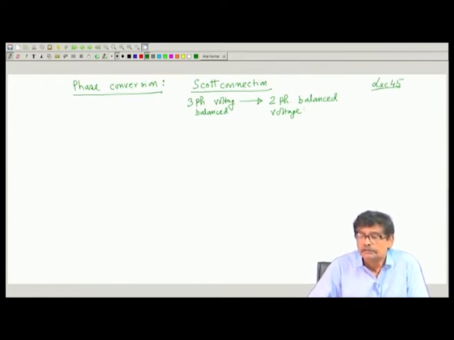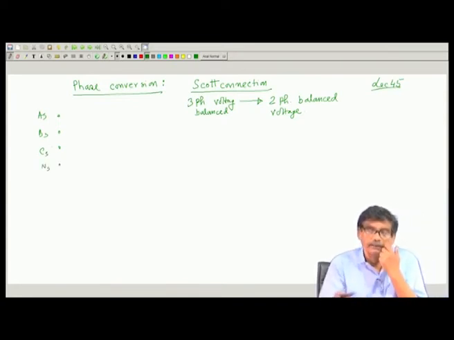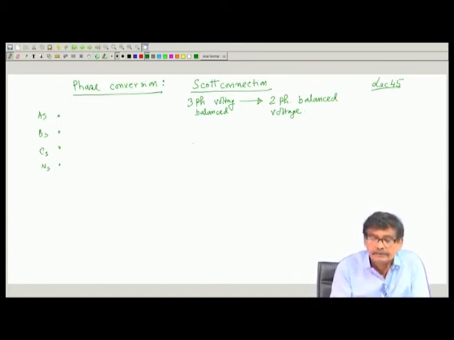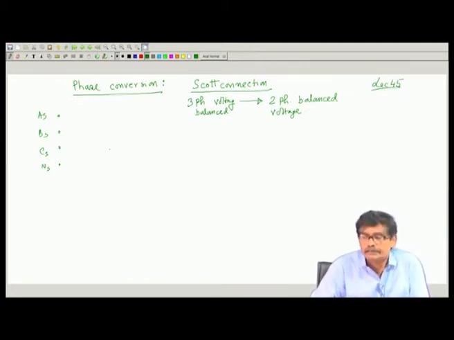But first understand the problem. The problem is you have a three phase supply available to you, AS, BS, CS, and maybe with a neutral NS supply is available, and you have a two phase load this side. So, how to convert this three phase supply to a balanced two phase supply voltage system and then feed your load, that is the problem.